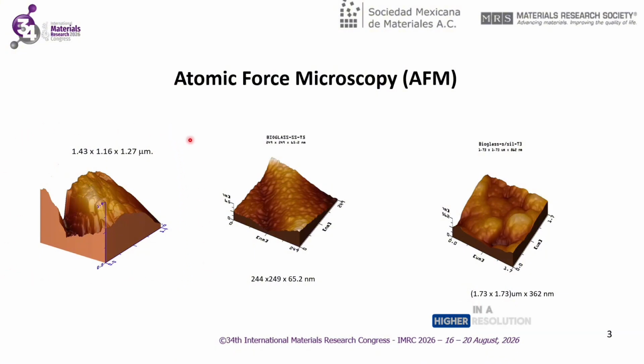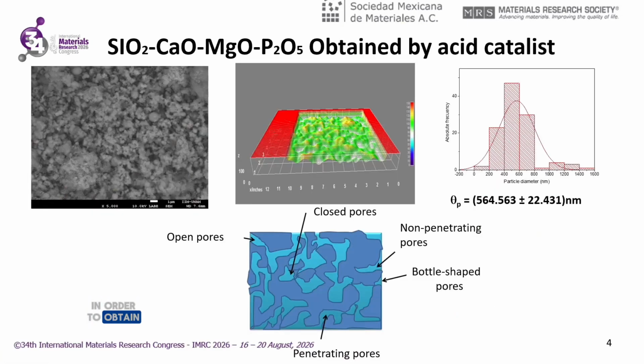In a higher resolution analysis, it is observed that these particles are formed from a series of agglomerates with approximate diameters of 2 to 5 micrometers. In order to obtain smaller diameter particles, another technique has been used for the synthesis of the bioglass. For this purpose, the salt-gel technique was employed.